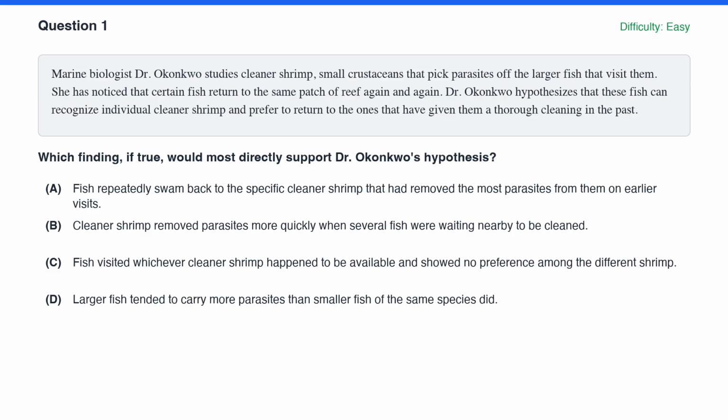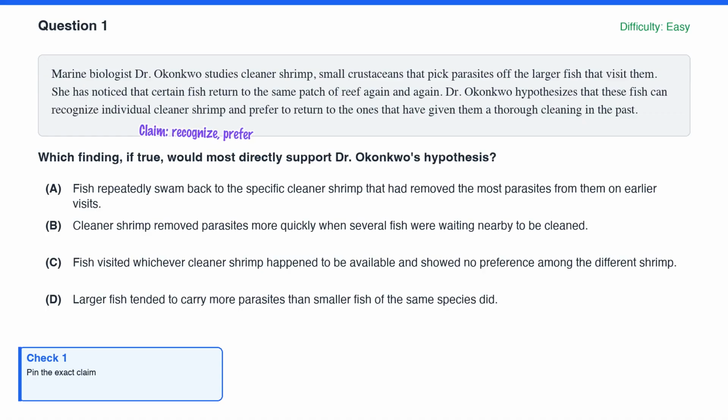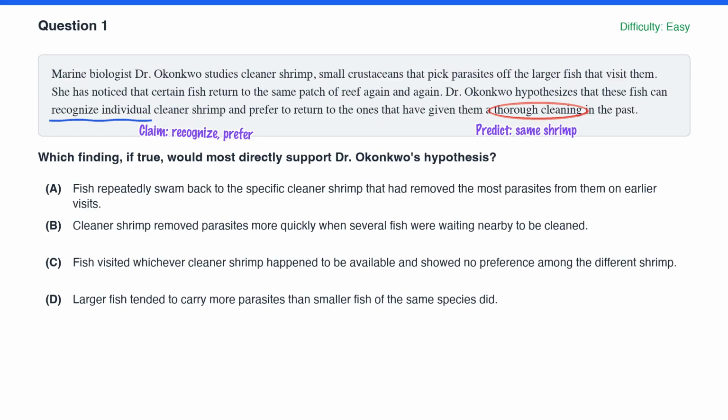Question 1. Our warm-up. Check 1. Pin the exact claim. Dr. Okonkwo hypothesizes that fish can recognize individual cleaner shrimp and prefer to return to the ones that gave them a thorough cleaning before. So underline 2 things. Recognize individuals and prefer the thorough cleaners. Check 2. Predict the proof. A supporting fact would show fish going back to the same shrimp that did the best job. Hold that before reading a single choice.